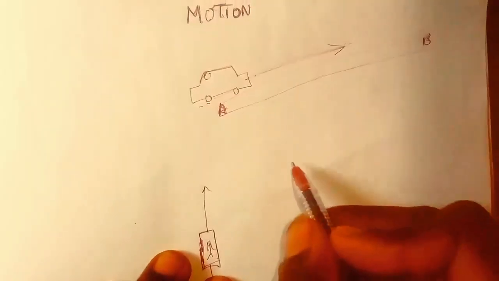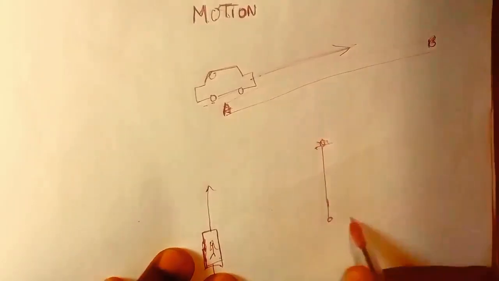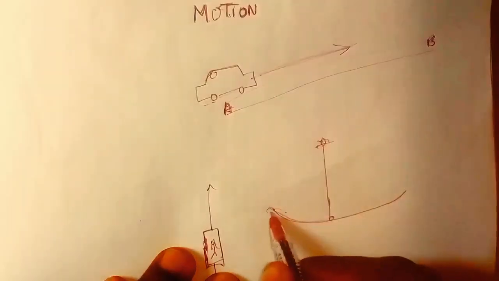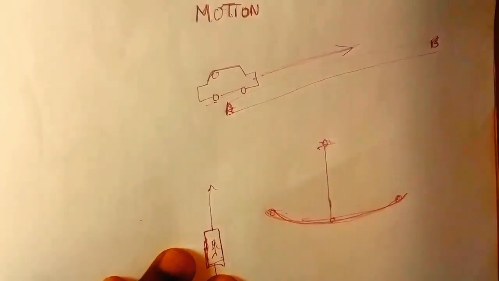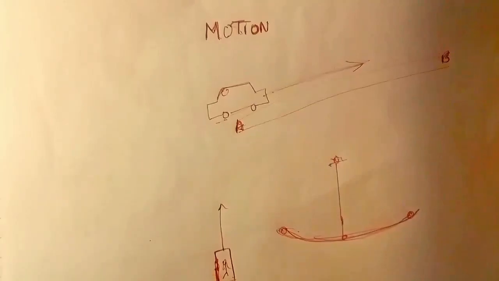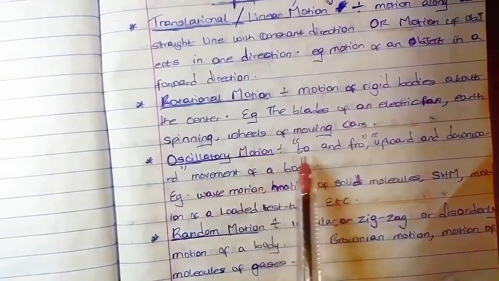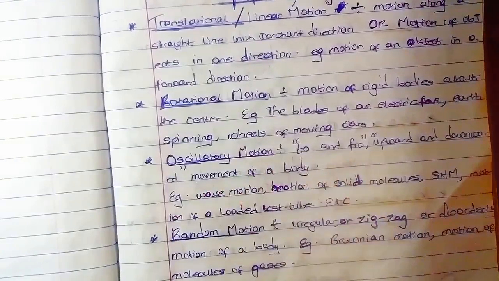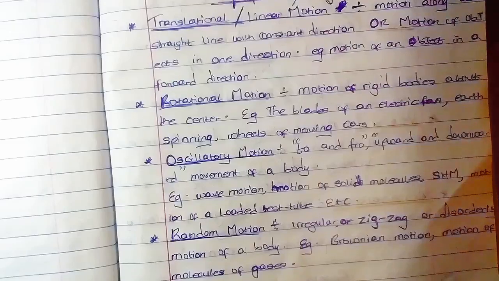Okay, let me go to a more precise one. A simple pendulum swinging to and fro is also an example of oscillatory motion. There are many examples of oscillatory motion. Even simple harmonic motion is an example of an oscillatory motion. So oscillatory motion is just the to and fro or upward and downward movement of a body. So that is the meaning of oscillatory motion.